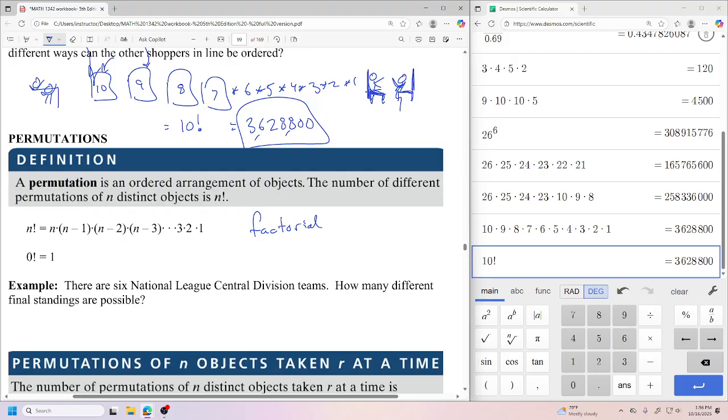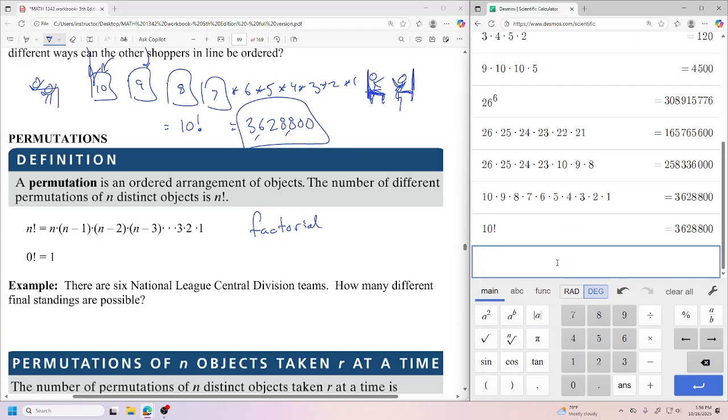Anyways, what it is simply multiplying all the numbers all the way down to 1. If you have a 0, it's a special case, and it just goes to 1. So that's kind of an oddity right there, but I don't think you'll ever see it.